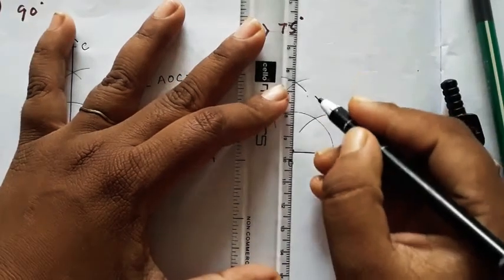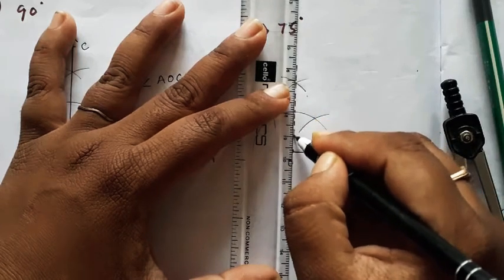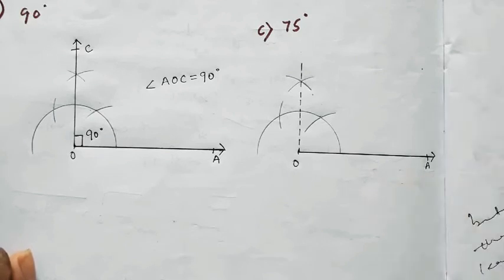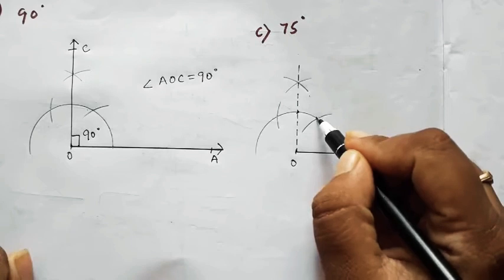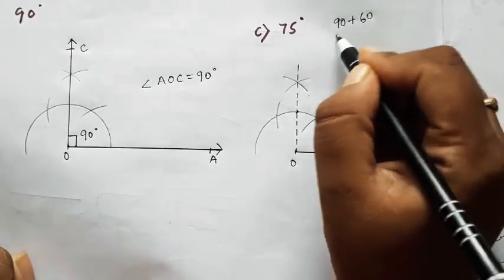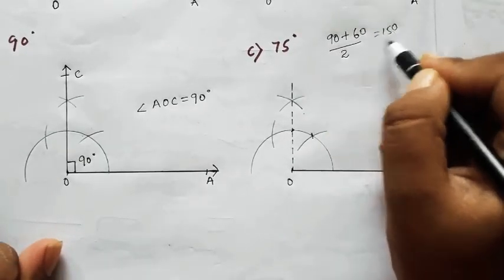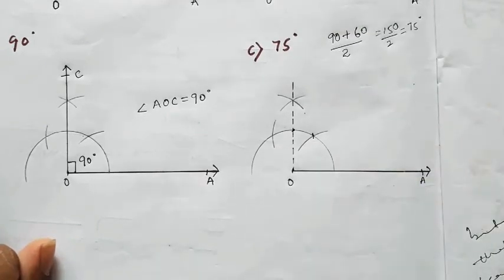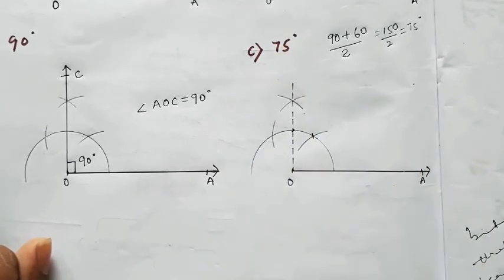We will make it a dotted line because we don't want 90 degree. What we want is 75 degree. Now what you need to do is, see, this is 90 degree and this is 60 degree. If you add 90 plus 60 and divide it by 2, what will you get? That is 150 by 2, that is 75 degree. Means if you bisect the angle between these two, you will get 75 degree.